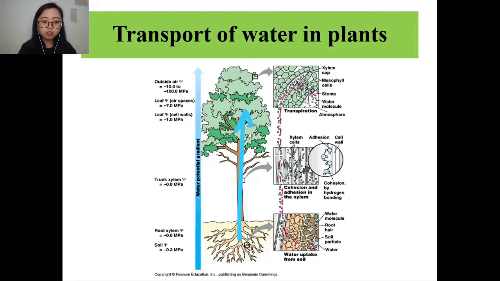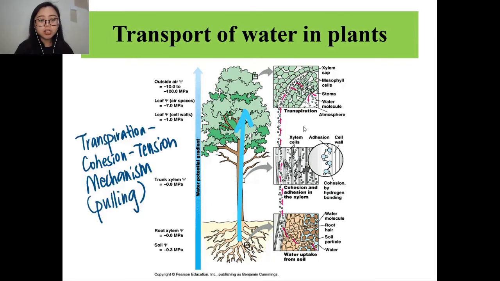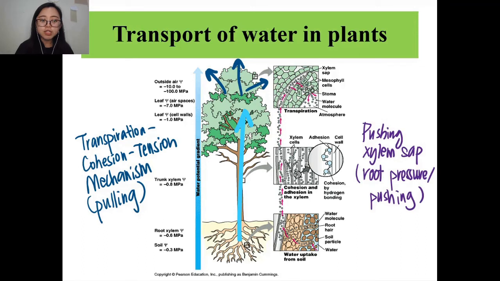Okay, so I'll just quickly summarize the transport of water in plants. Water in plants is going to flow from below to above. And how that occurs is, first we explain it using the transpiration cohesion tension mechanism. Ataupun kalau kamu lupa nama penuh dia, you mention transpiration and you mention pulling xylem sap. Remember, the transpiration cohesion tension mechanism will start with transpiration in the leaves. Transpiration in the leaves creates a pulling force that pulls water up the xylem.